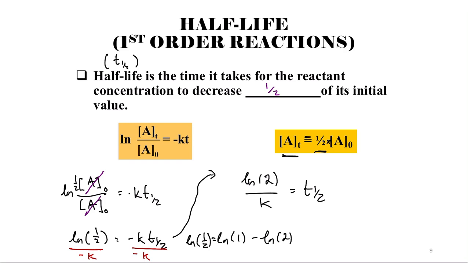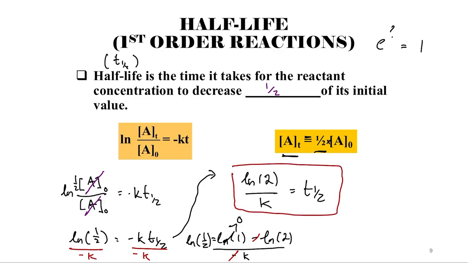And natural logarithm of 1 is what? 0, right? And that's because what's the logarithm asking? It's asking e to the what is equal to 1. Well, whenever we raise anything to the power of 0, it's equal to 1, right? So ln 1 is equal to 0. So then if you divide this by minus k, this goes to 0, so you have minus ln 2 over negative k, so that's how the negative signs cancel out there. And that's how we're left with our expression for the half-life.